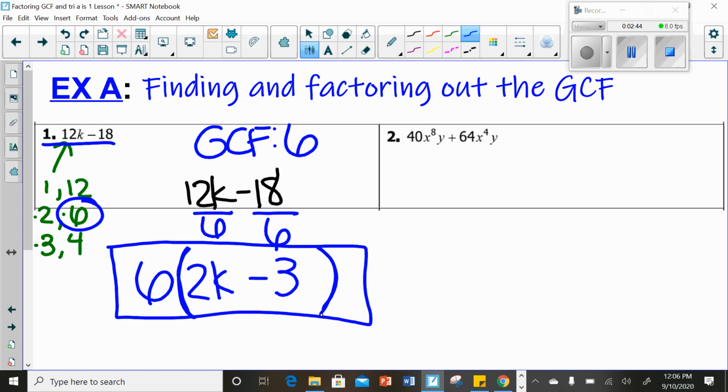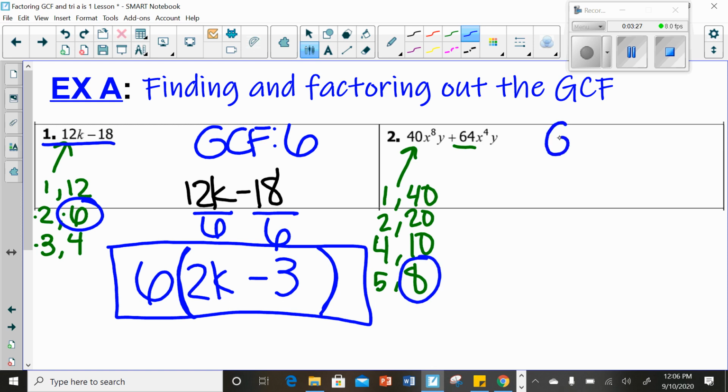So now on number 2, we're going to start by looking at our smallest number, our smallest coefficient, which is 40. Our factors of 40 are going to be 1 and 40, 2 and 20. 3 doesn't go in evenly. 4 and 10, and 5 and 8. All right, now we want to choose the biggest of those factors that will divide evenly into 64. For this problem, that's going to be 8.